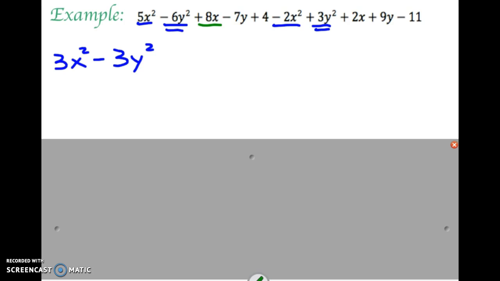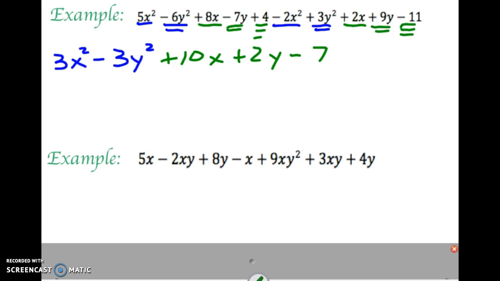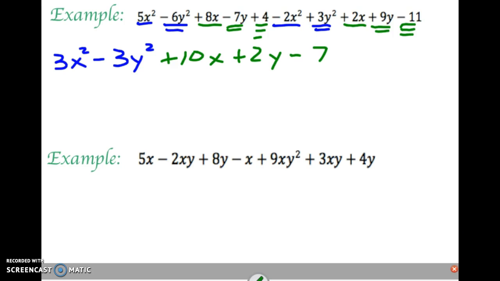Moving on, we got 8x and a plus 2x. 8 plus 2 would be 10x. The minus 7y and the plus 9y. Negative 7 plus 9 would be a positive 2y. And if we go to our constants, we got the plus 4 and the minus 11. 4 minus 11 would give us negative 7. Notice we do not change exponents, because if we change exponents, we're changing the shape that we were just looking at. All right, one last example.